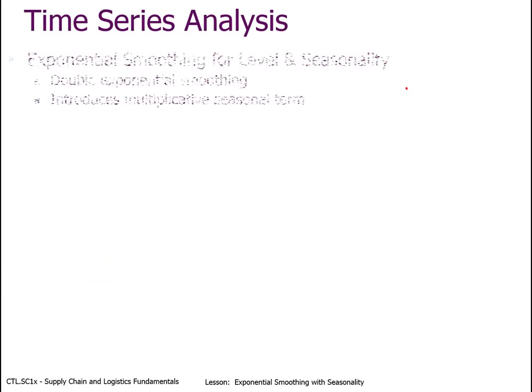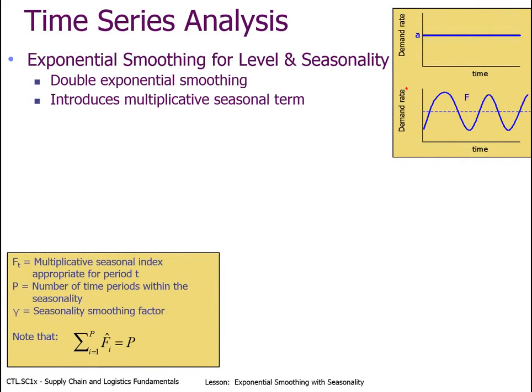The first seasonality model that we're going to look at is the double exponential smoothing model. It's called a double exponential smoothing model because we'll look at both a level and the seasonality. And so we're going to introduce seasonality as a multiplicative seasonal term.